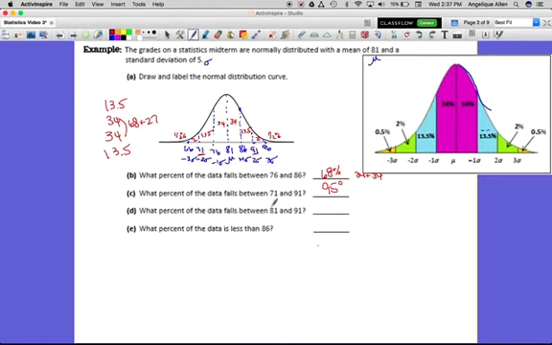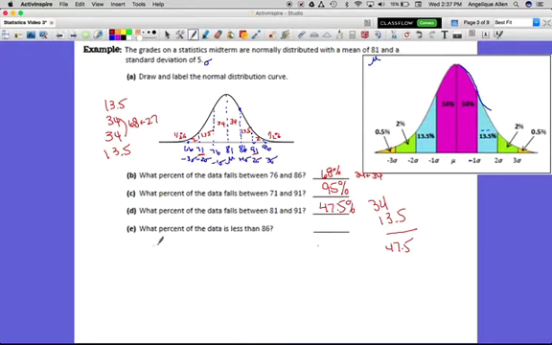Let's see. 81 and 91. Oh, no, they're getting creative on us. Okay, from 81 to 91, that's starting at the mean and going up to 2 standard deviations. So we're just going to add 34 and 13.5 to get the percentage of scores that fall between 81 and 91, and that's going to be 47.5%. If I could get over drawing it as a degree bubble, it might look right.